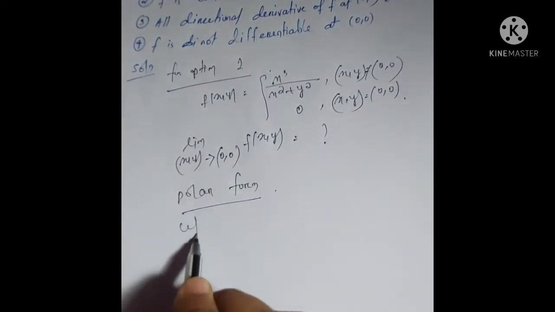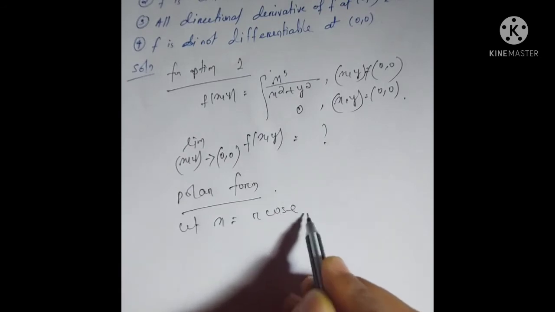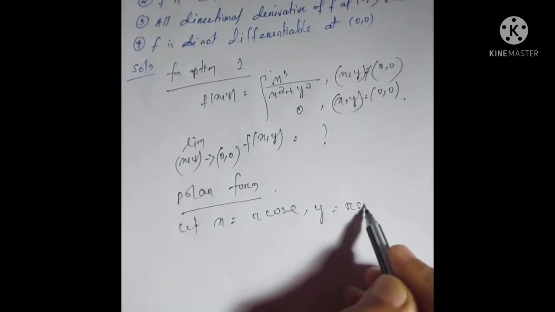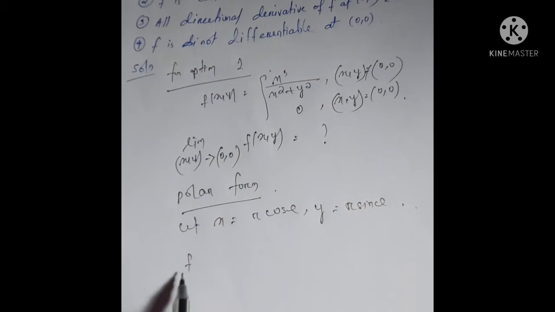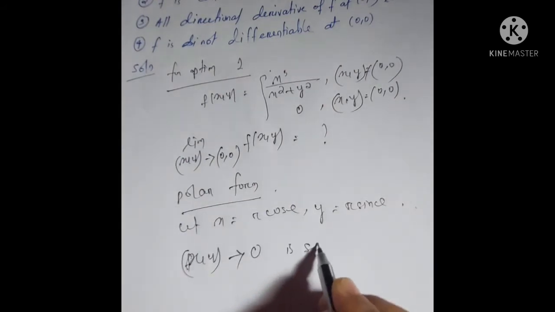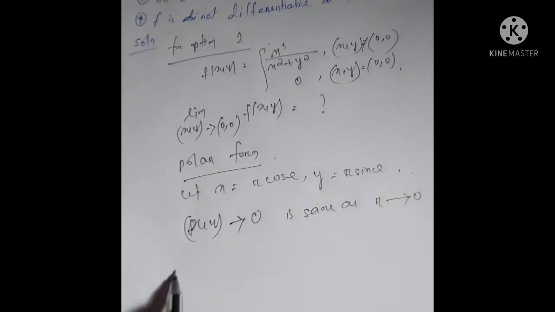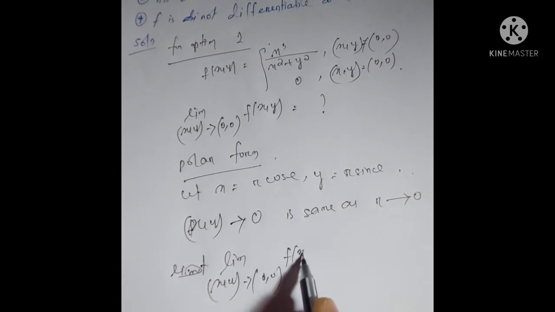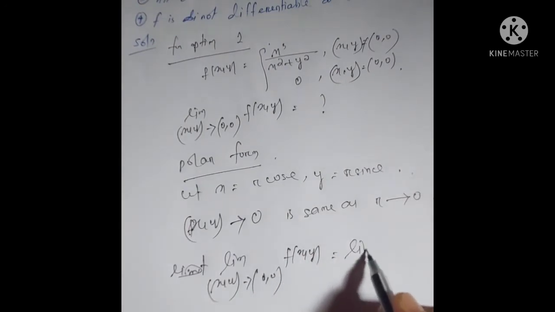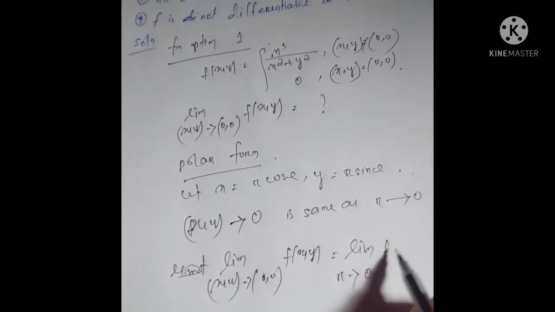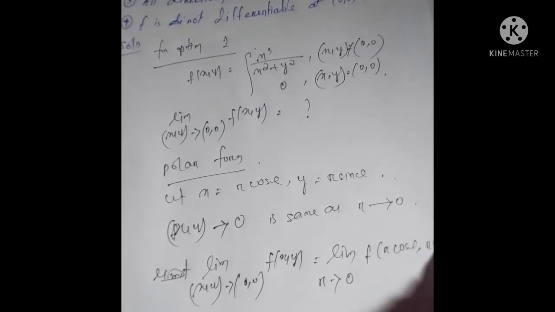Let x = r cos θ and y = r sin θ. Then (x,y) tending to 0 is the same as r tending to 0. Now the limit of f(x,y) as (x,y) tends to (0,0) is the same as the limit as r tends to 0 of f(r cos θ, r sin θ).